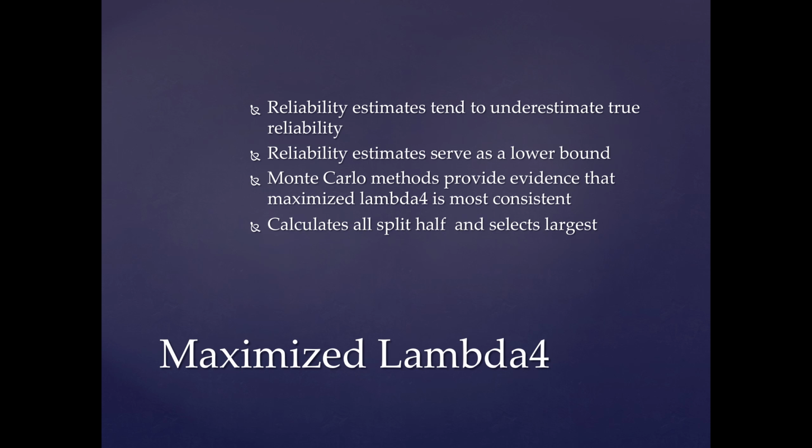Maximized lambda 4 is kind of a new kid on the block, if you will. What it has found in Monte Carlo simulations is that the reliability estimates tend to underestimate the true reliability. In fact, most reliability estimates, such as Cronbach's Alpha, serve as a lower bound. And what it does here is at least it claims to calculate all split halves, and it just selects the largest one. So Cronbach's Alpha actually claims to split into all possible halves, calculate the reliability estimates, and take an average, where the maximized lambda does the same thing, but it just takes the largest of all the reliability coefficients.